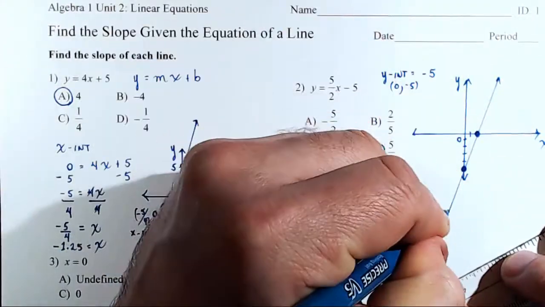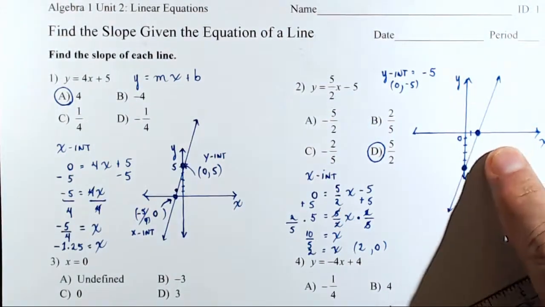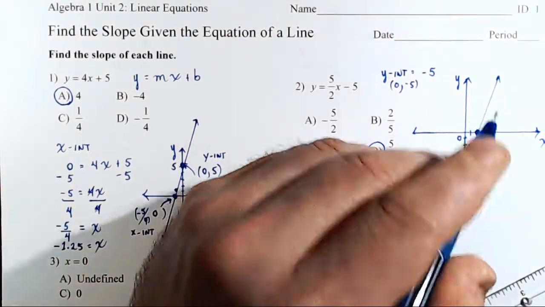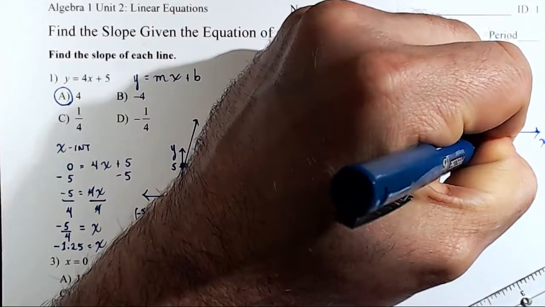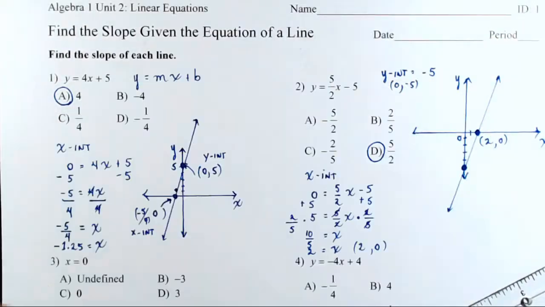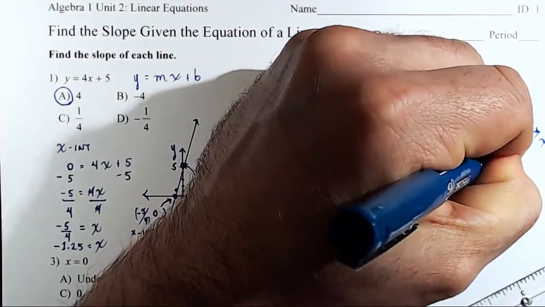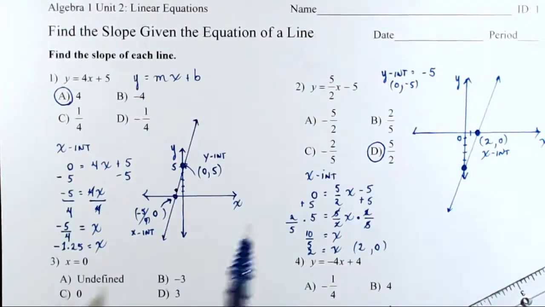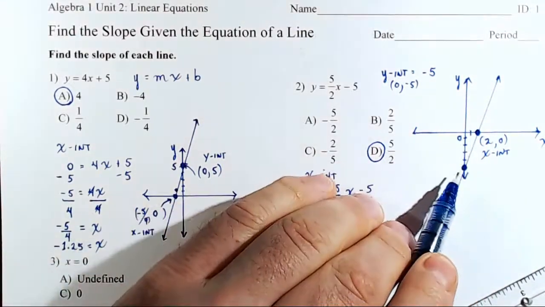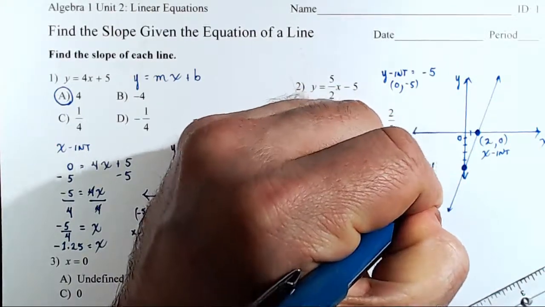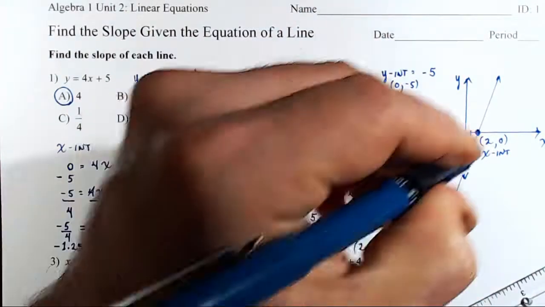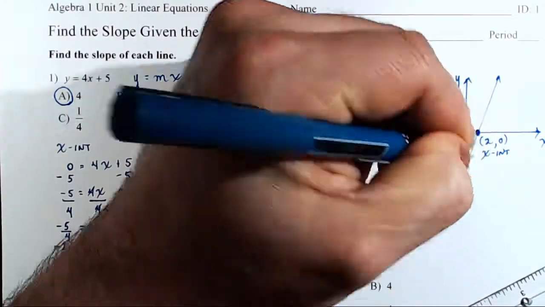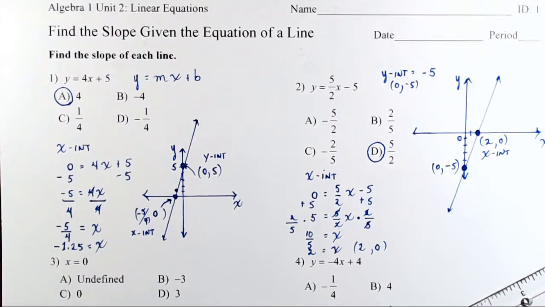We don't have to plot the x-intercept because we just did. The x-intercept is right here, 2, 0. Label that x int. That's where the line crosses the x-axis. And the y-int is right here. And that would be 0, -5. Okay, so that's how we label and draw the graph for that problem.